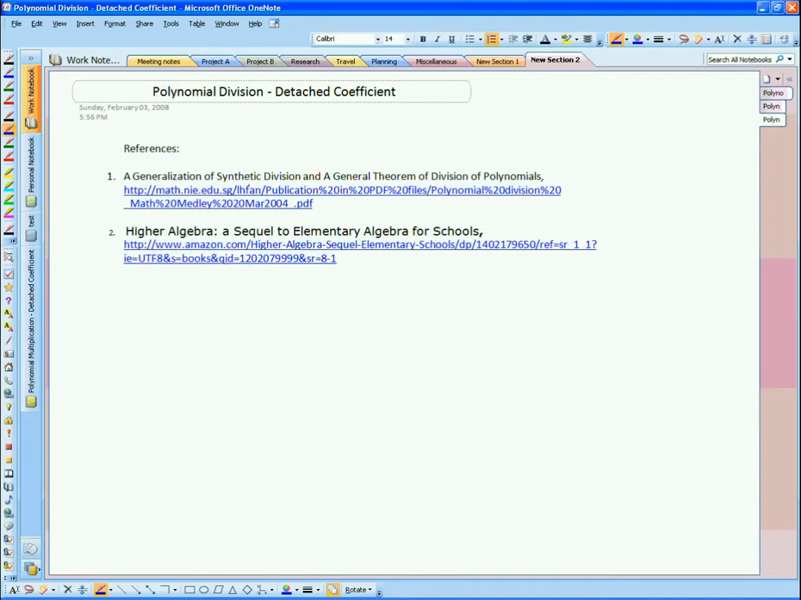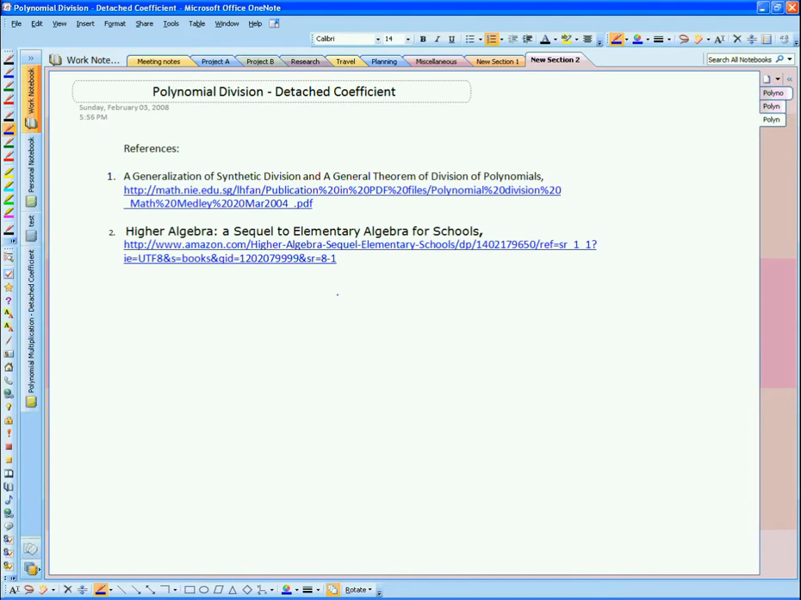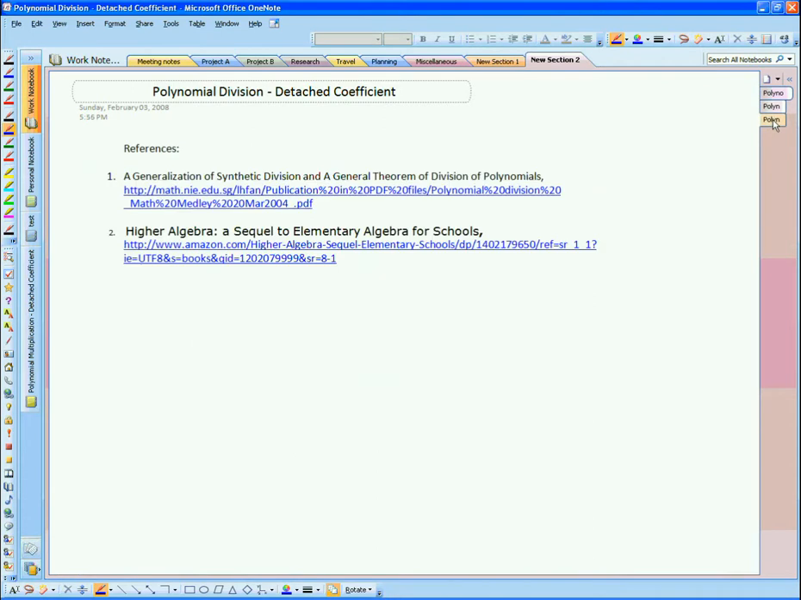This is the original paper I found which explains it, Generalization of Synthetic Division and a General Theorem on the Division of Polynomials. And also this book, Higher Algebra, Sequel to Elementary Algebra for Schools, which you can find here at this link at Amazon, is great. You have to take both of these together to explain everything I did, particularly what I did in the second part. If you don't look at the second book here, you'll probably not come up with any explanation for this adaptation here, which I found in the second reference.